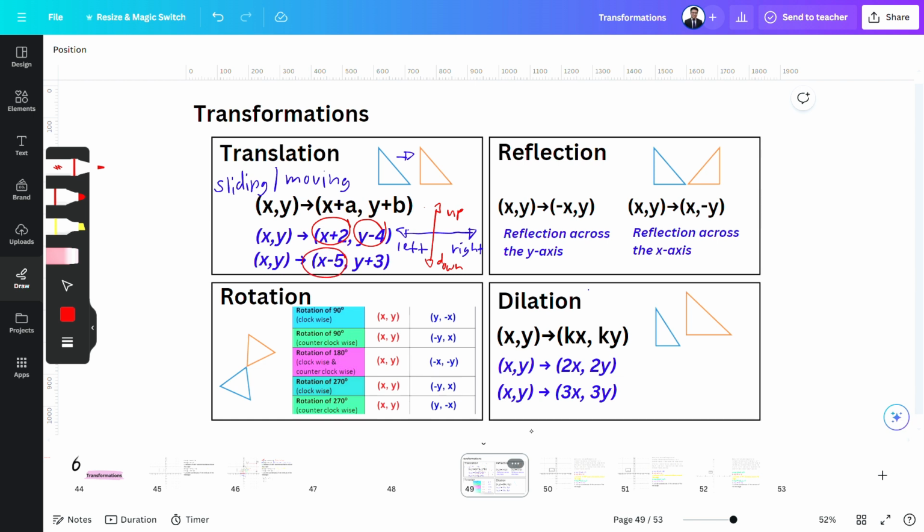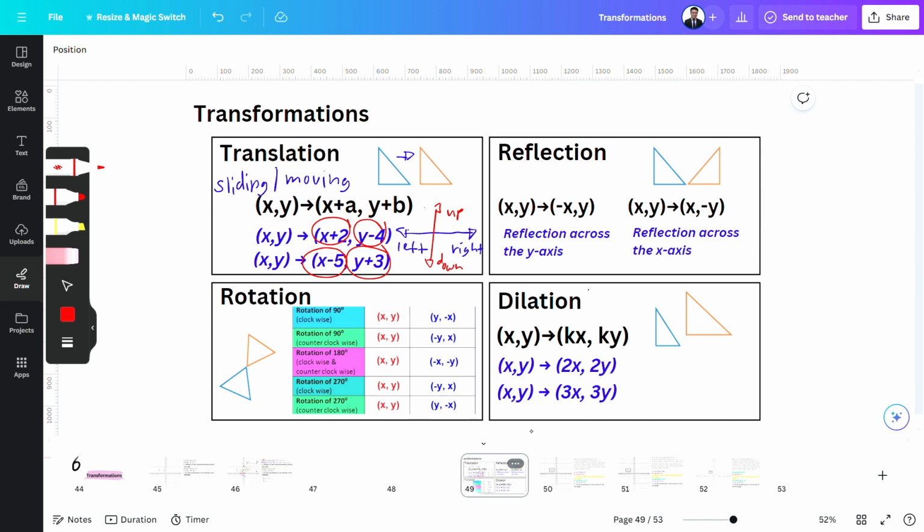Okay, now what about x minus 5? It says minus 5 and it's the x-axis, so we have to go left 5 units. And then the last one, the y plus 3, what would that mean? Again, the y-axis is up or down, so it's going to be 3 units up because it's positive. Okay? I hope this one is clear.